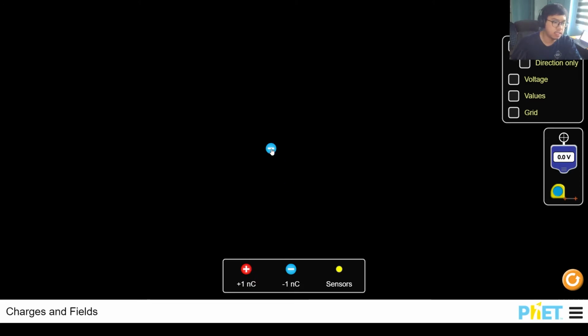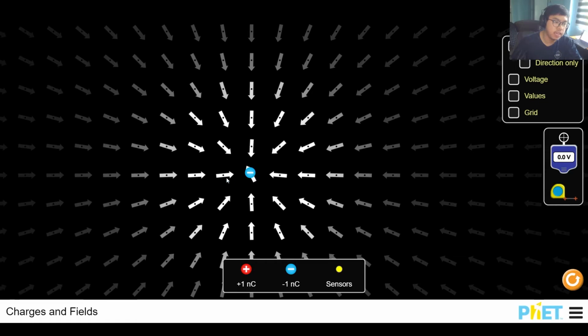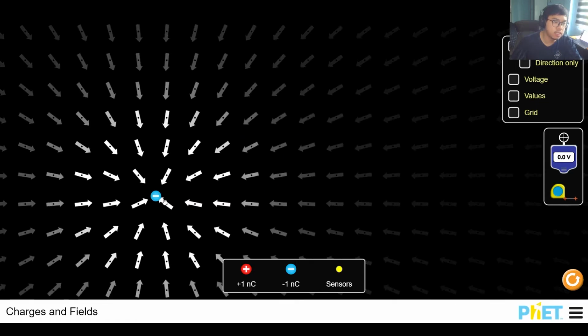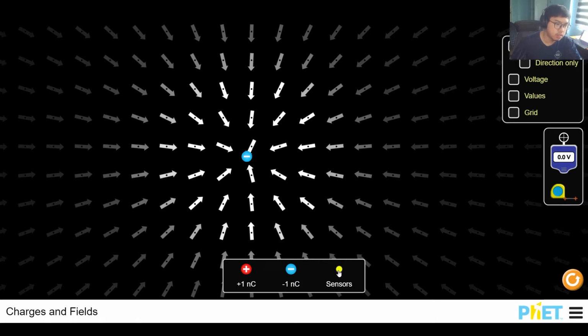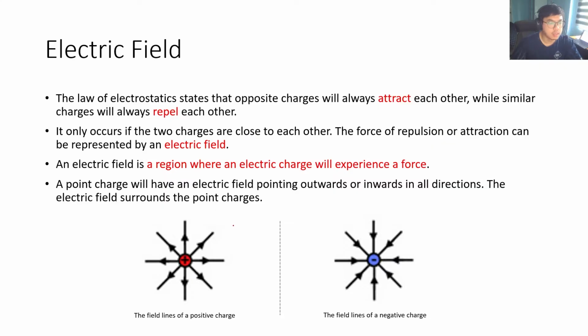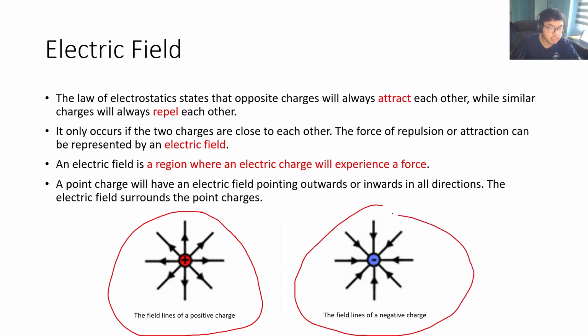As for the negative charge, it's the opposite. The field lines are all pointing towards it. Another thing to note is that the closer you are to the charge, the stronger the force is. If you are far away, you can see the force gets weaker and weaker. That's another important thing to note. This is what they look like. So make sure when you are drawing them, you know the direction of the field lines. For positive charges, the field lines are pointing away. And for negative charges, the field lines are pointing towards the charge itself.